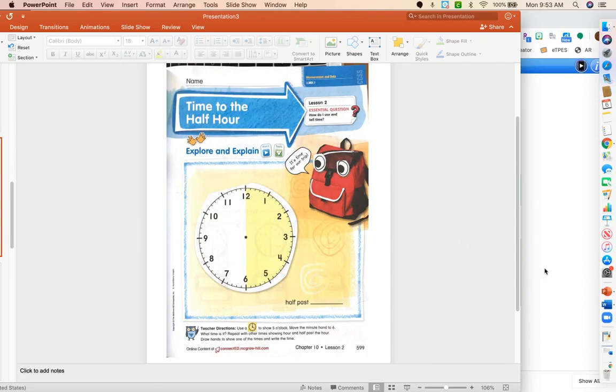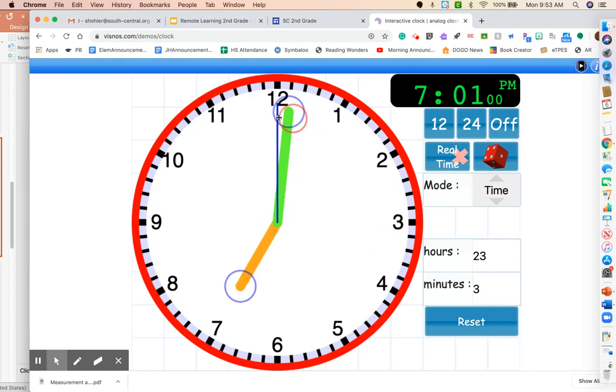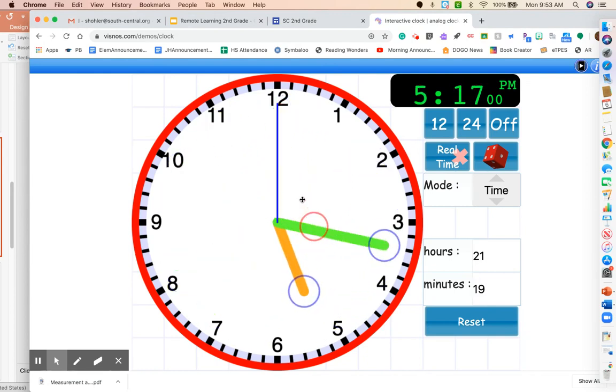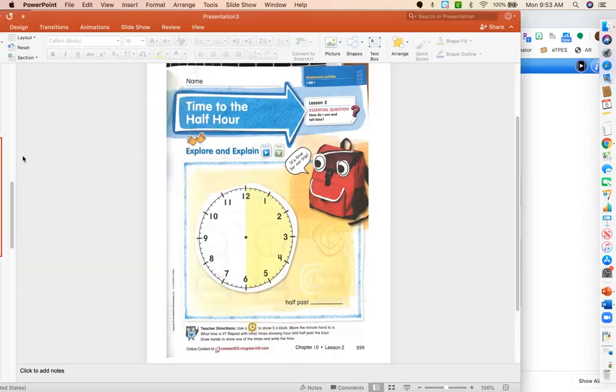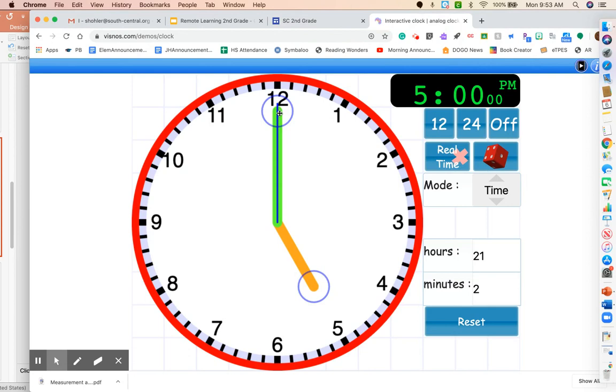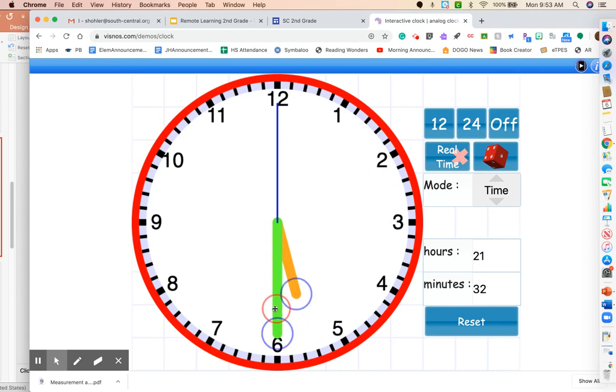They want us to start at 5 o'clock. So I'm going to start my clock at 5 o'clock. All right, here it is, 5 o'clock. And they want us to go to the 6, to take our minute hand to the 6. So I'm going to take my minute hand to the 6.